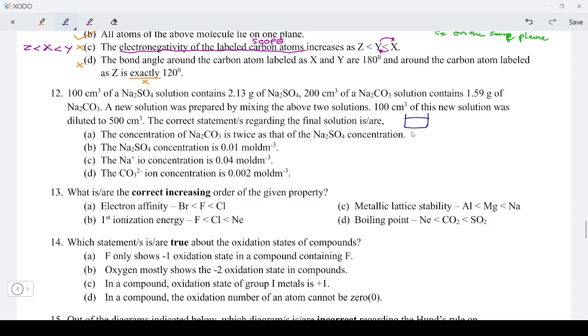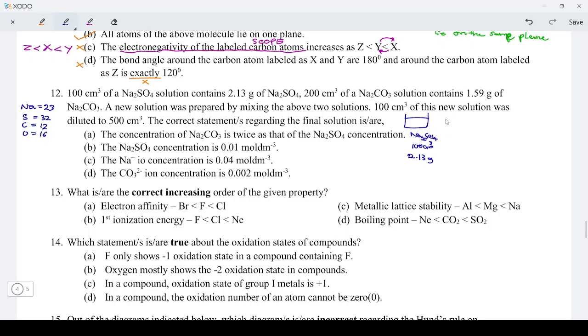Here you have sodium sulfate, and volume is 100 cubic centimeters, and it contains 2.13 grams. Later we might need to find the moles, but in the question relative atomic masses are not given, so that's a mistake here. You must give the relative atomic masses: sodium 23, sulfur 32, carbon 12, oxygen 16. Those data must be here. Okay, so let's assume we got it.